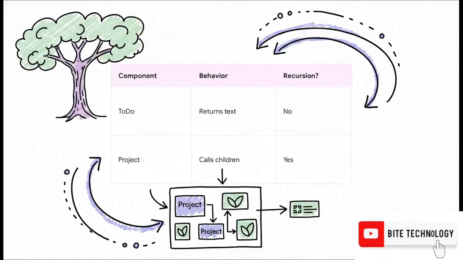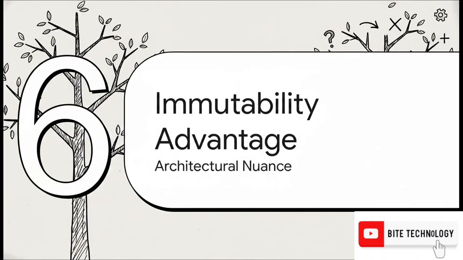The absolute magic here is the recursion. Think about it. The project doesn't actually know how to render its children. It just blindly calls their getHTML methods, trusting the pattern to drill all the way down to the leaves. If a child happens to be another project, well, that project will do the exact same thing. Open a tag, call its children, close the tag. The recursion naturally traverses the entire tree and strings together the precise HTML, bubbling the final perfectly formatted document all the way back up to the top level. It's brilliant. Finally, let's wrap up with Section 6, the immutability advantage, architectural nuance.